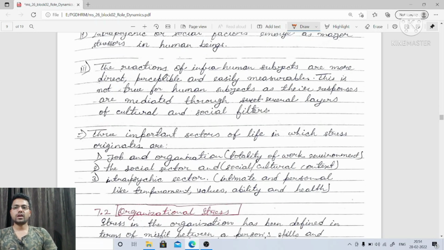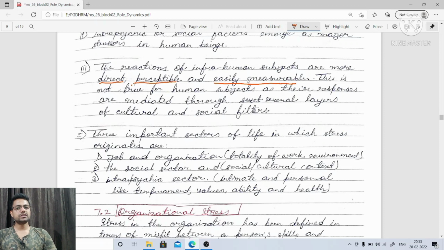Then given, the reactions of infrahuman subjects are more direct, perceptible and easily measurable. Now you can see here I'm underlining. Here given infrahuman, so it means the environmental factors are more direct, perceptible, means we can perceive those environmental factors, and easily measurable, we can measure the environmental factors.